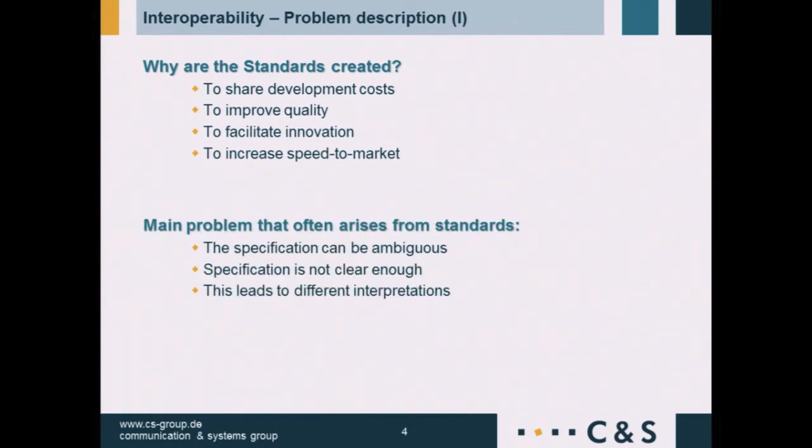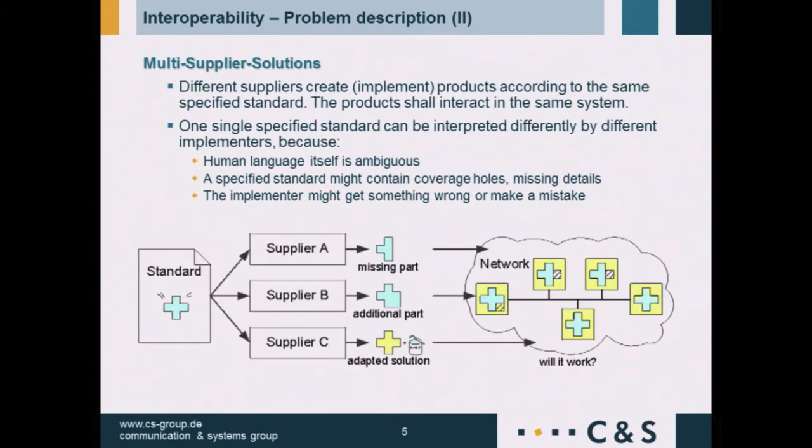As we see here, a specification can be ambiguous or not clear enough. Human language is already ambiguous, so why would a standard not be ambiguous? The main problem is that this can lead to different interpretations. Let's take a deeper look.